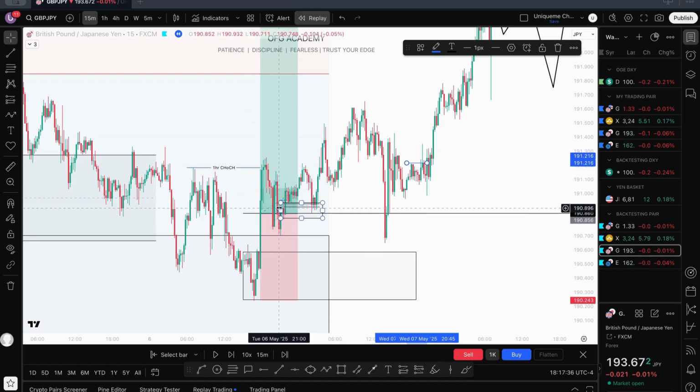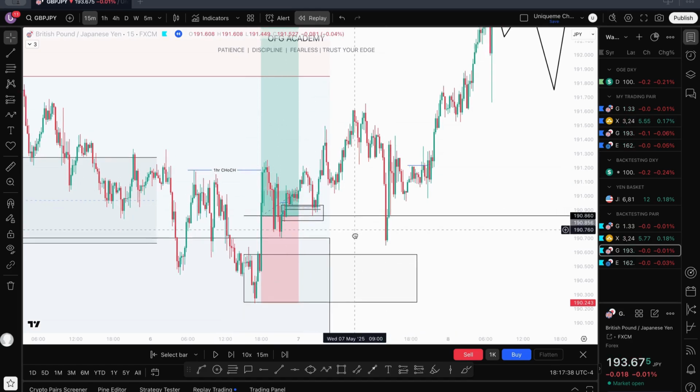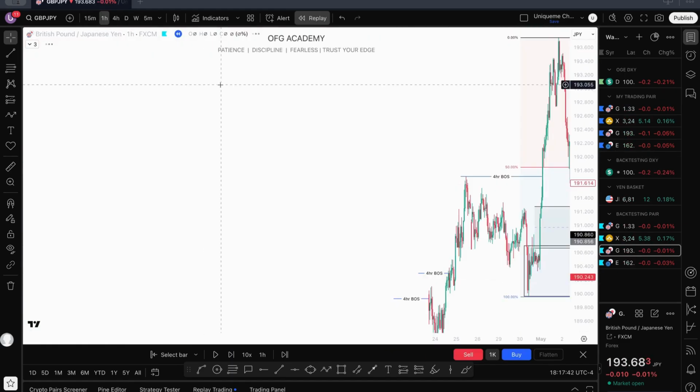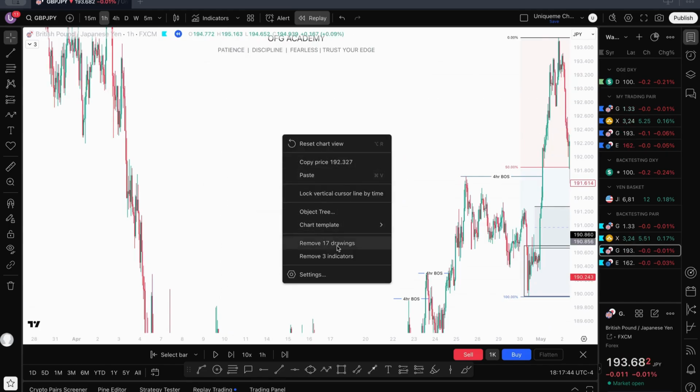So this is the best way of entering. 50% consequent encroachment, and you do your 1 to 4, and you have your rest of peace of mind with your trade. Let me find that good example again.